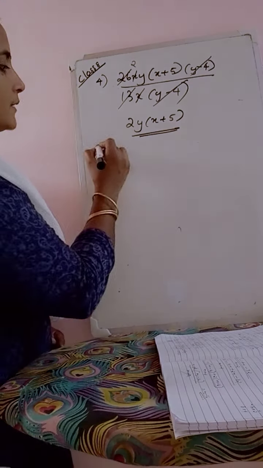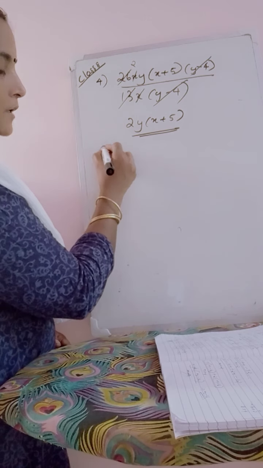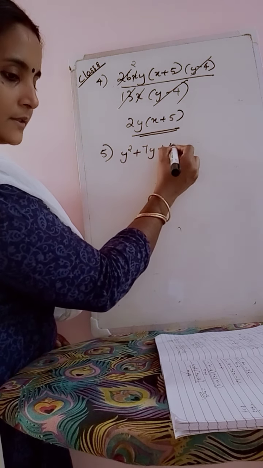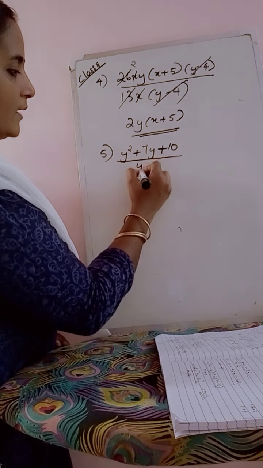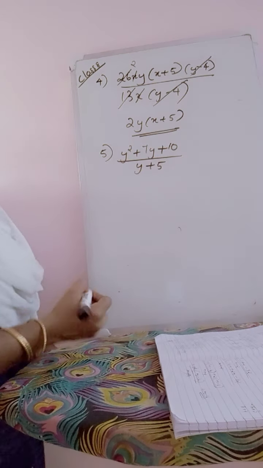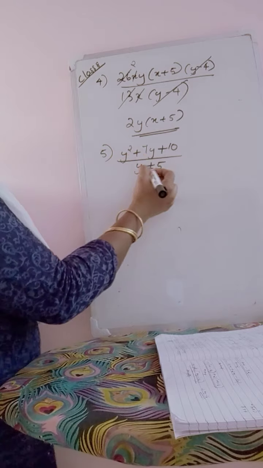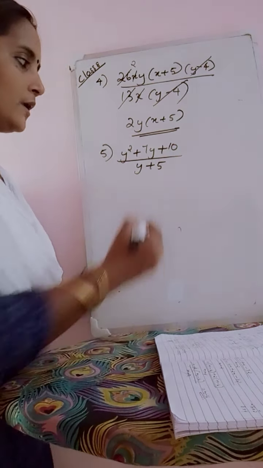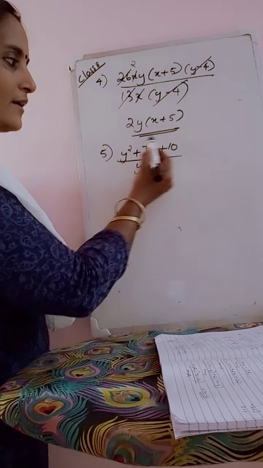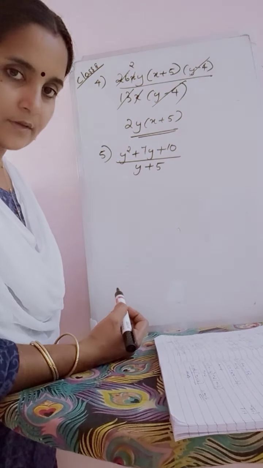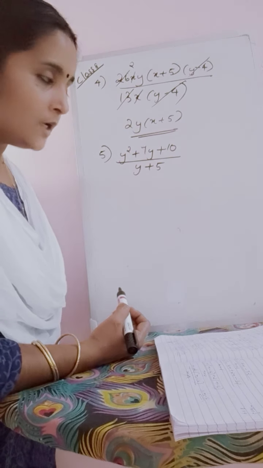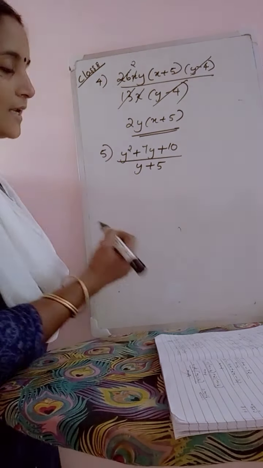Okay. Then another question. (y² + 7y + 10) by (y + 5). Here we have a trinomial by a binomial. But we already discussed how we factorize this type of equation. Okay, by splitting the middle term. Splitting the middle term means you select two numbers.